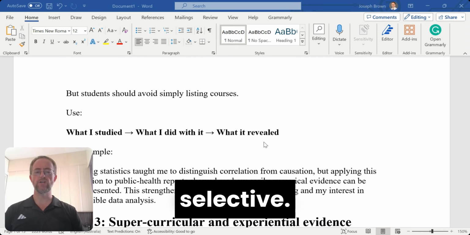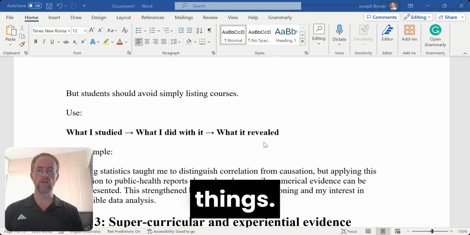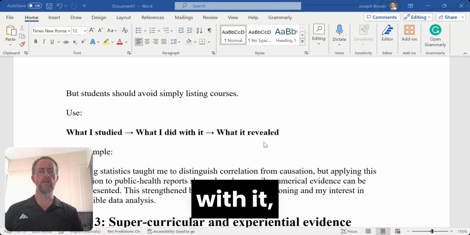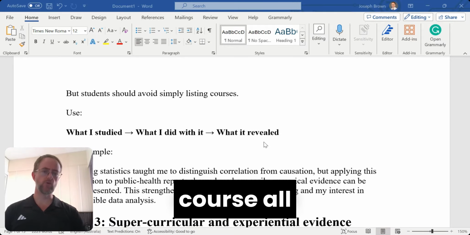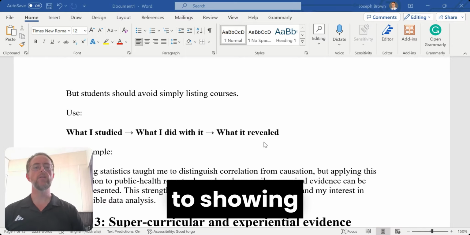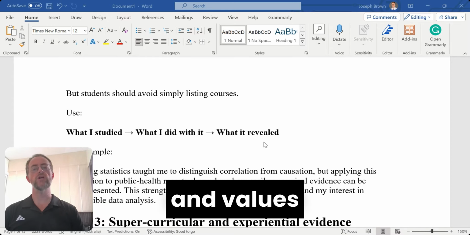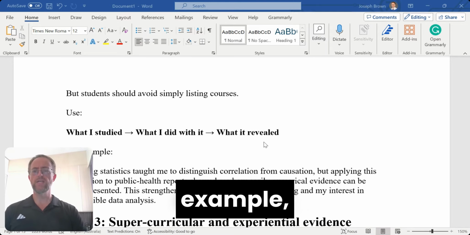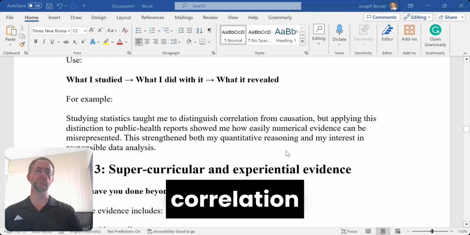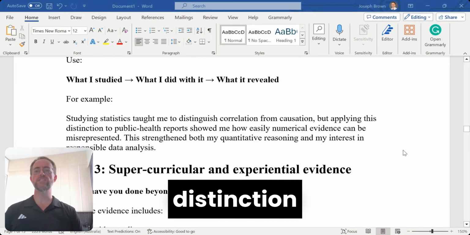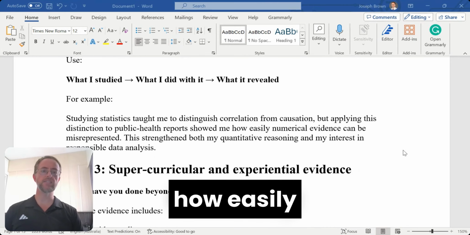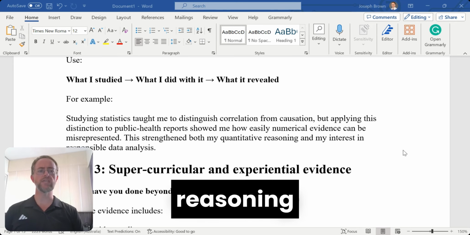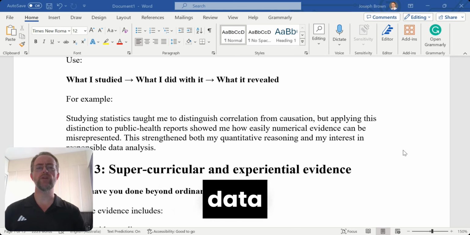Be selective. Don't just throw a whole list of things. What you want to do is use this kind of outline of what I studied, what I did with it, and what it revealed. And of course, all in relation to showing the qualities and traits and values that are going to help to show you as a real quality candidate. So, for example, studying statistics taught me to distinguish correlation from causation, but applying this distinction to public health reports showed me how easily numerical evidence can be misinterpreted. This strengthened both my qualitative reasoning and my interest in responsible data analysis.